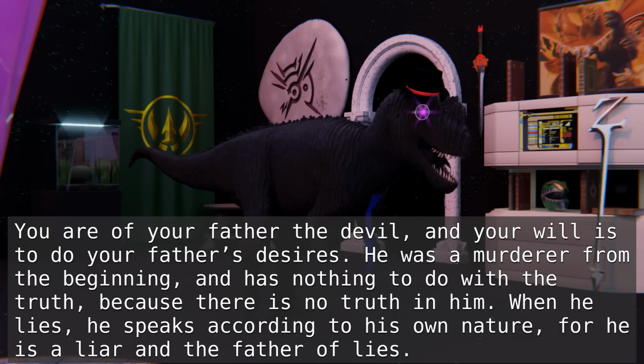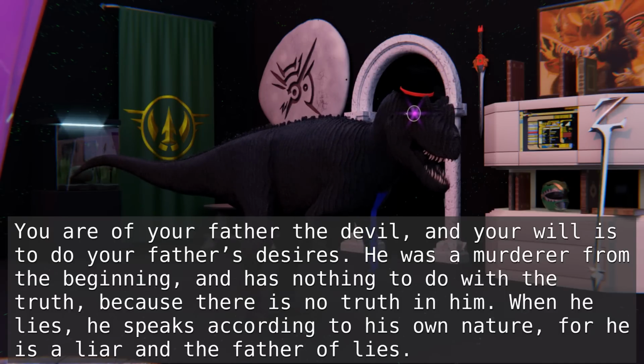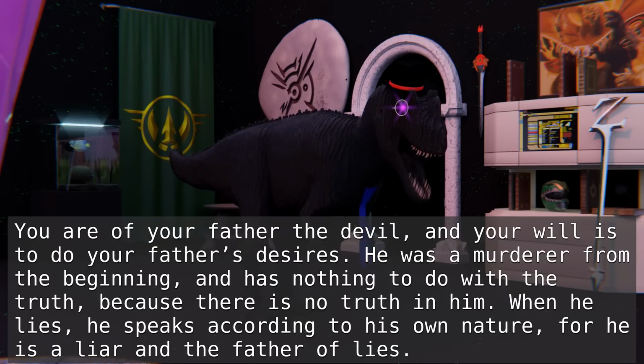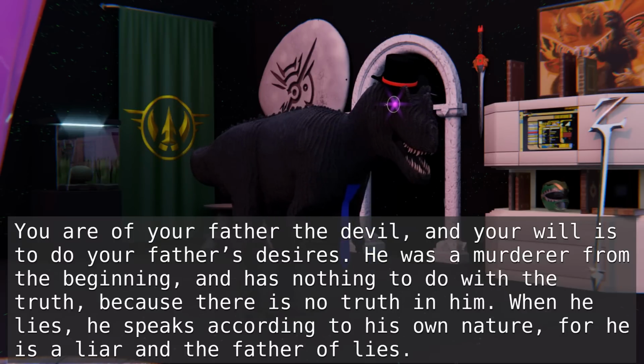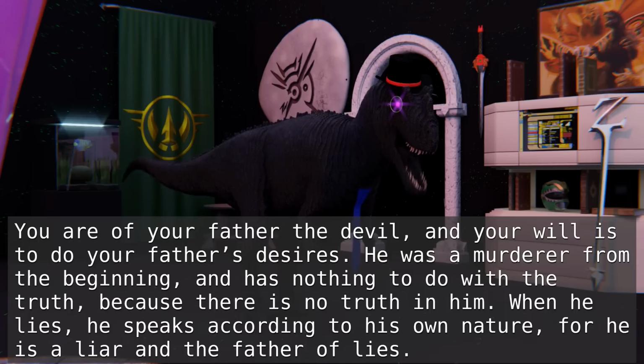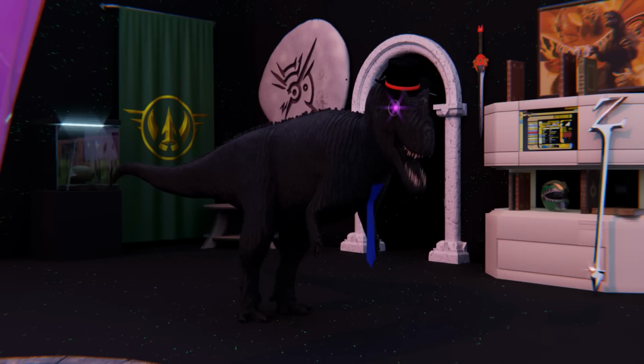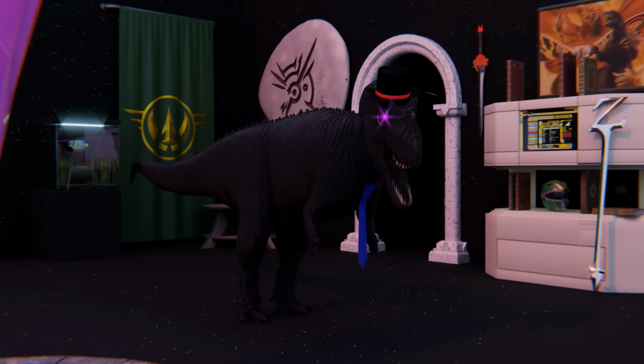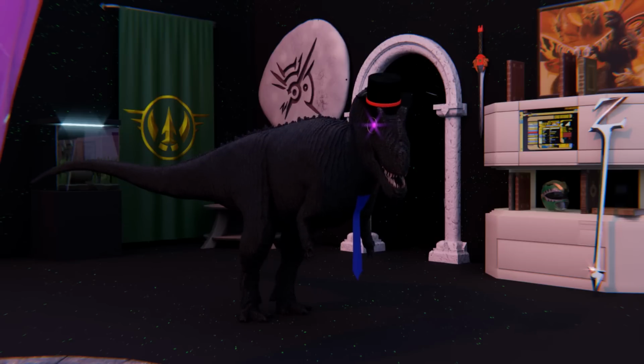You are of your father the devil, and your will is to do your father's desires. He was a murderer from the beginning, and has nothing to do with the truth, because there is no truth in him. When he lies, he speaks according to his own nature, for he is a liar and the father of lies. When you lie so much, it seems like the Bible says that rather than being the child of God, you're a child of the devil.